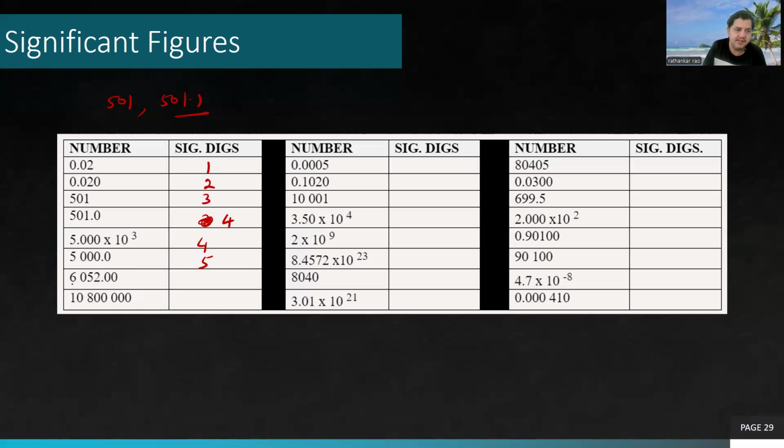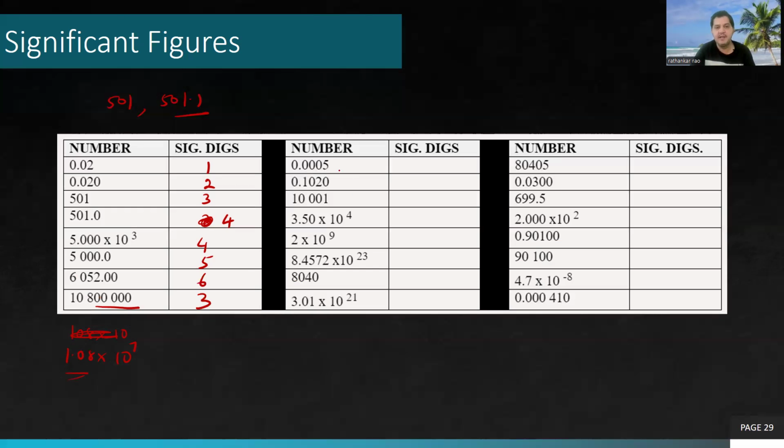What about this here? 6052.00. 1, 2, 3, 4, 5, 6. 6 significant figures. Then here, these zeros will not count, right? So therefore, you will have 108. You can write this as 1.08 into 10 to the power of, how much is it? 3, 4, 5, 6, 7. 10 to the power of 7. So therefore, it has only 3 significant figures here.